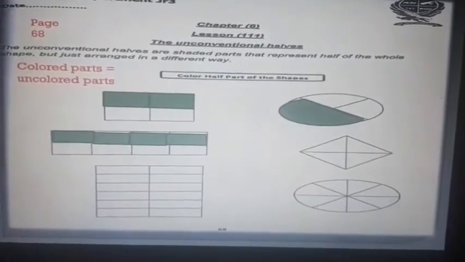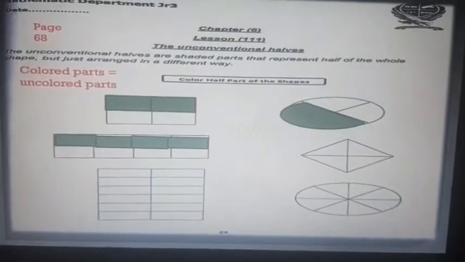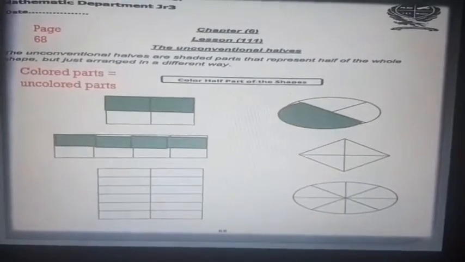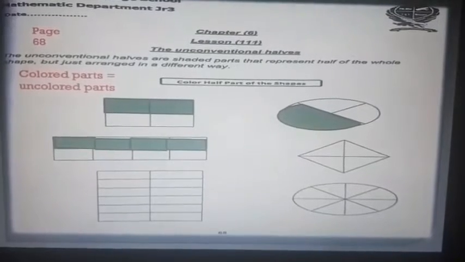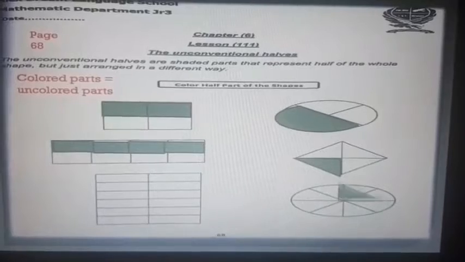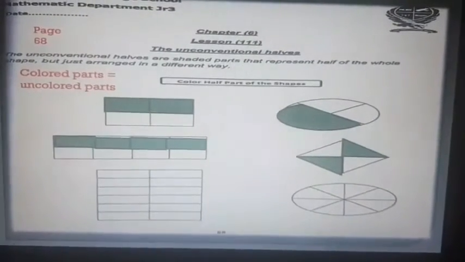Okay, number 4, I have here a square, divided in 4 parts. 4 equal parts, okay? So the half of 4, yes, it's 2. So I will color 2 parts to represent the half of this shape.